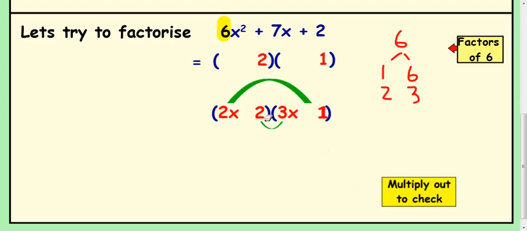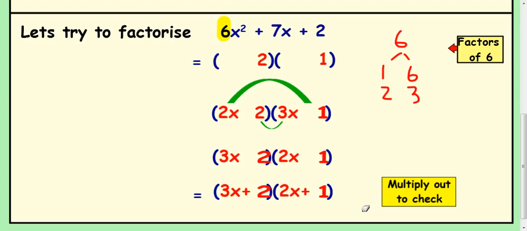So let's have a look at this. The insides create 6x, the outsides create 2x. That's going to make an 8x. That's not going to work for me, so I'll switch the 2x and the 3x around and see if that works. Okay, the insides are going to make 4x and the outsides are going to make 3x. That's going to make 7, so that's it. Okay, and again you could multiply it out to double check to see if it fully works.